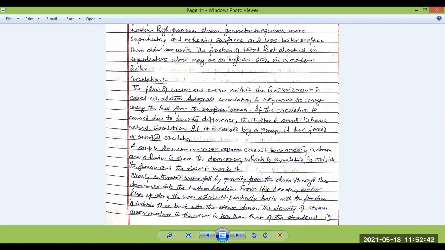Circulation. The flow of water and steam within the boiler circuit is called circulation. Adequate circulation is required to carry away the heat from the surface. The water and steam within the boiler are supposed to be circulated so that there is a uniform flow throughout the system, round the clock. So adequate supply is required to carry the heat from the furnace itself.